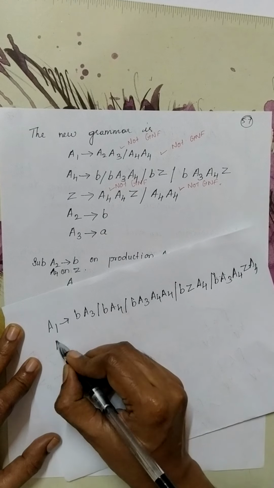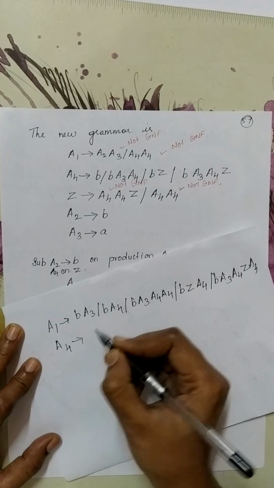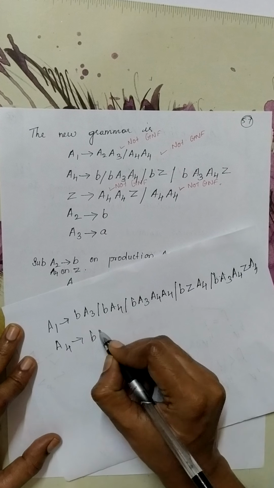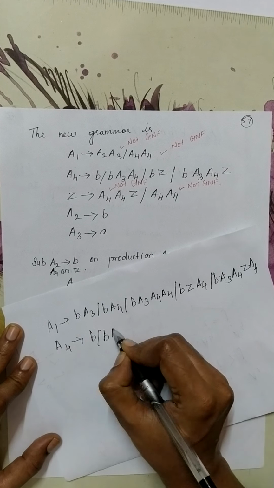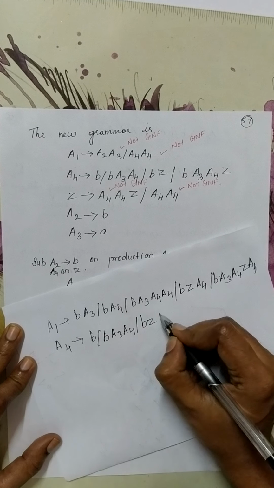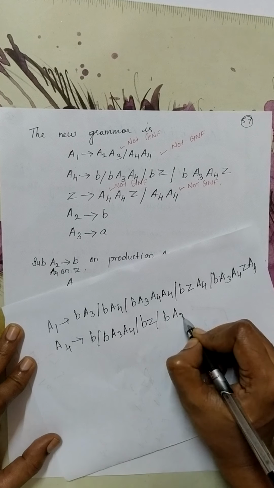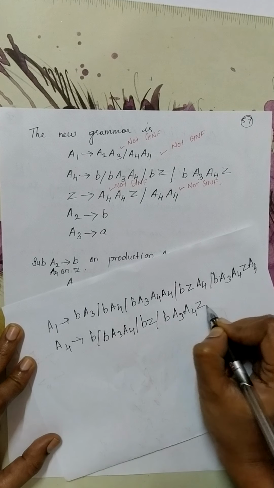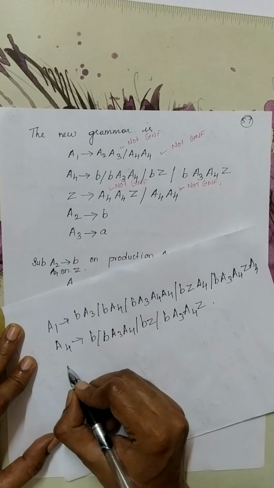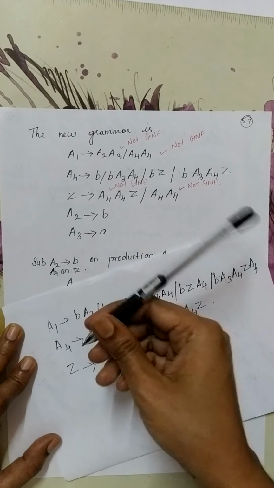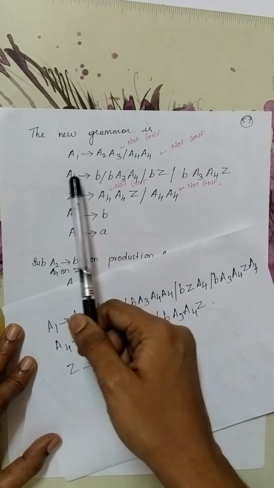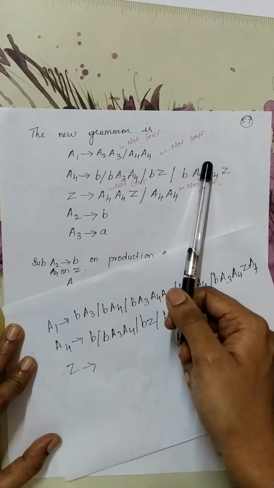Then what is this A4? A4 is as said, we can write it as is because already everything is in GNF. So B, A3, A4 or B, Z or B, A3, A4, Z. Then we are writing the production Z, that is Z gives, in the place of this A4 we are putting the values of the productions, we are writing the productions of this A4.